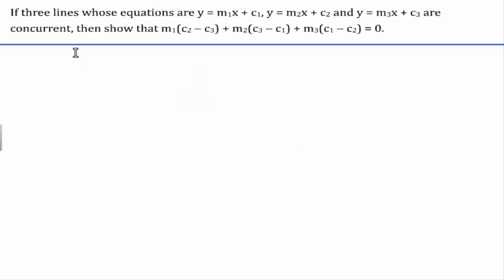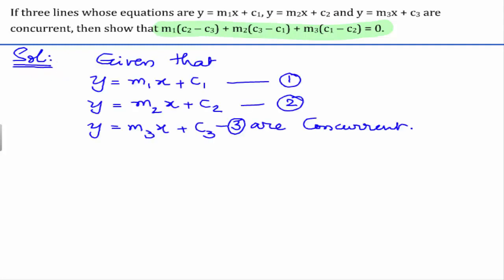In this question, the three lines are given to us, then we need to show this. Let us see the solution for this. Given that y is equal to m1x plus c1, y is equal to m2x plus c2, y is equal to m3x plus c3 are concurrent. That means all the three lines are passing through the same point. Now let us consider the equation number 1 and 2.